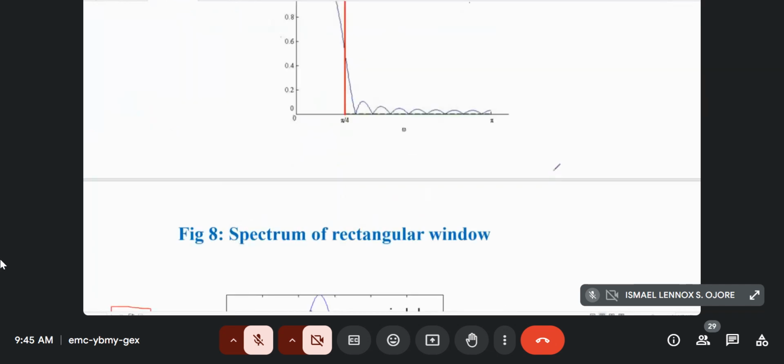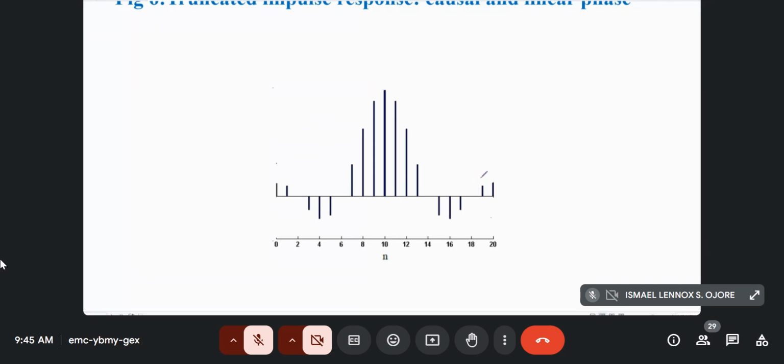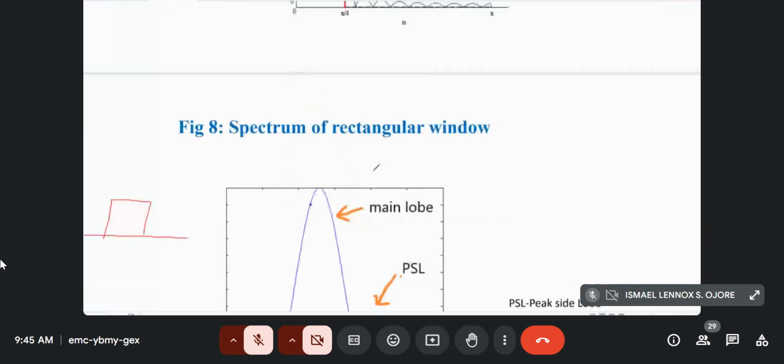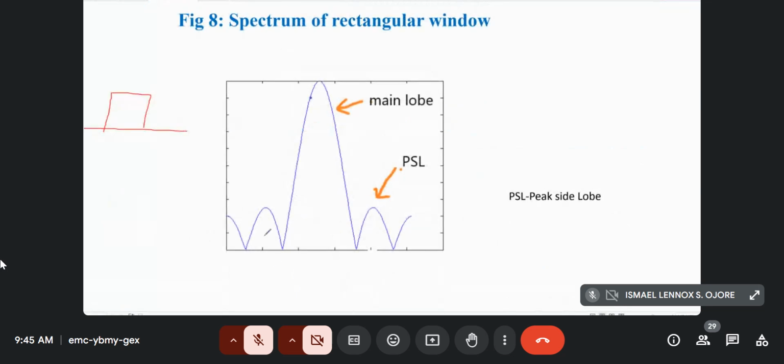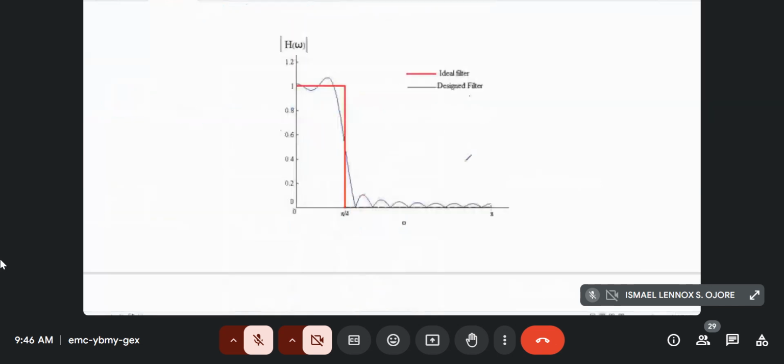So although, what does it mean? Although we are in the time domain, we are doing this, there's an effect on the frequency domain. That would be the spectrum. There's an effect on the frequency domain, so it will affect the frequencies. And this main lobe and the peak side lobe affect the output.